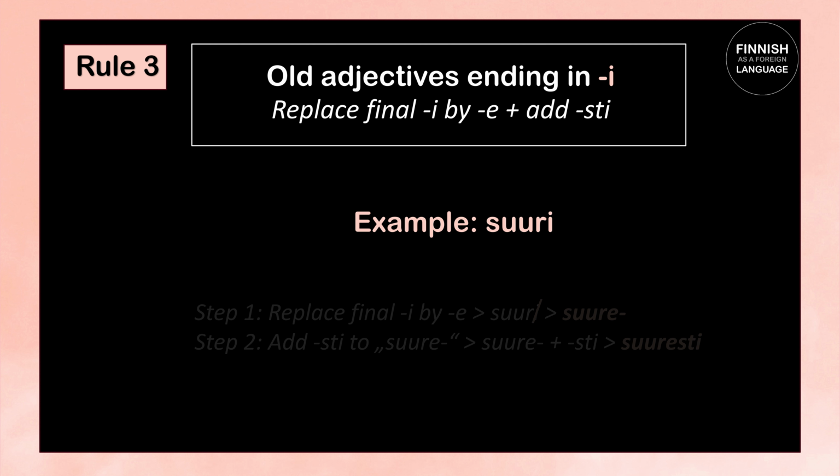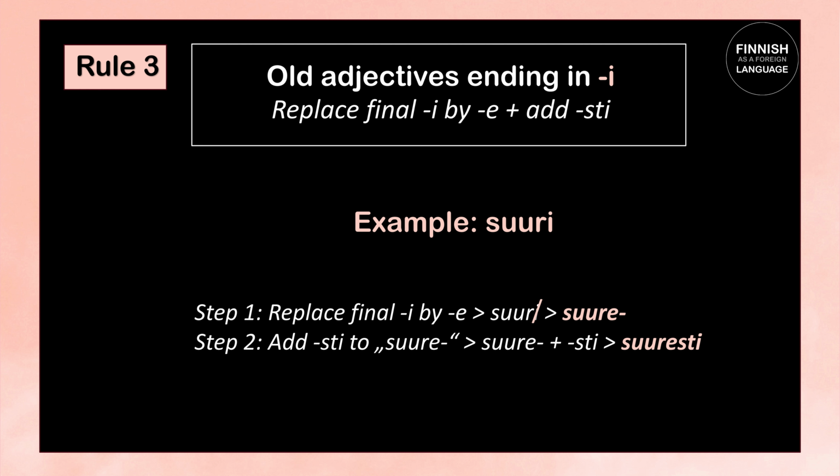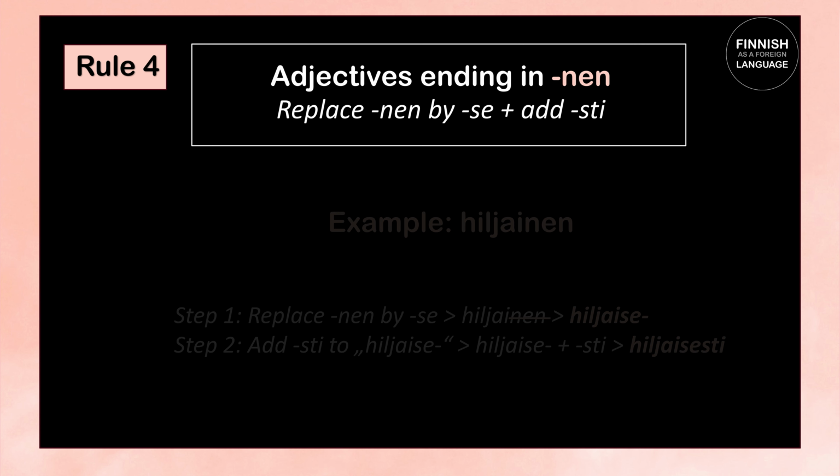Here is one example, suuri, which means great or large. In the first step, we replace the final I by the letter E, so that means suuri changes to suure. In step number 2, we add -sti to suure, and we get suure plus sti is suuresti, which is our adverb meaning largely or greatly. Rule number 4, adjectives ending in -nen. Here we have to replace -nen by -se, and then we add -sti. Here is one example, hiljainen, which means quiet or silent.